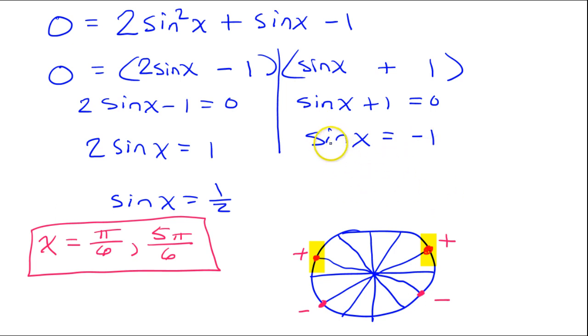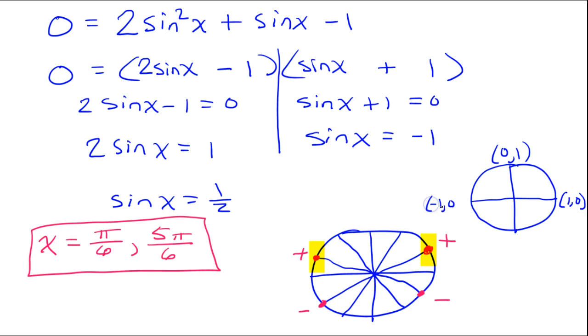Well, the sine of what angle is negative 1? For that we need to think about our quadrantal angles. This is (1, 0), and (0, 1), and (negative 1, 0), and (0, negative 1). Sine is the y value on the unit circle, so we're looking for the y value to equal negative 1. And this is the only angle where the y value is negative 1.